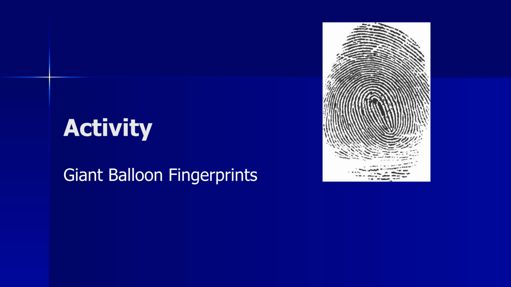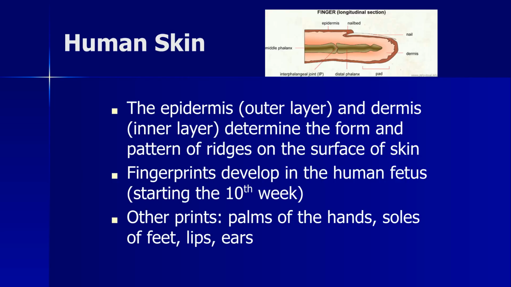Here's an activity on making giant balloon fingerprints. This allows for a magnified view of the ridge patterns. The epidermis and dermis layers of human skin determine the form and pattern of ridges. Fingerprints develop in the fetus starting around the 10th week. Other prints can be found on palms, soles of feet, lips, and ears.